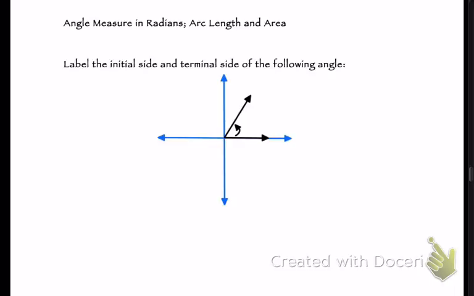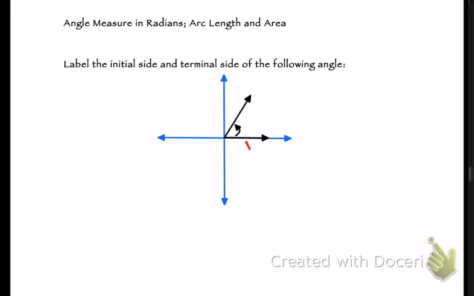All right, so it says in the picture you see there, label the initial side and the terminal side of the following angle. This was the angle that I am looking for. We talked about positive and negative angles. I could have an angle that goes that way, or an angle that goes that way. So be careful. I'm talking about the angle that I just labeled with that arrow.